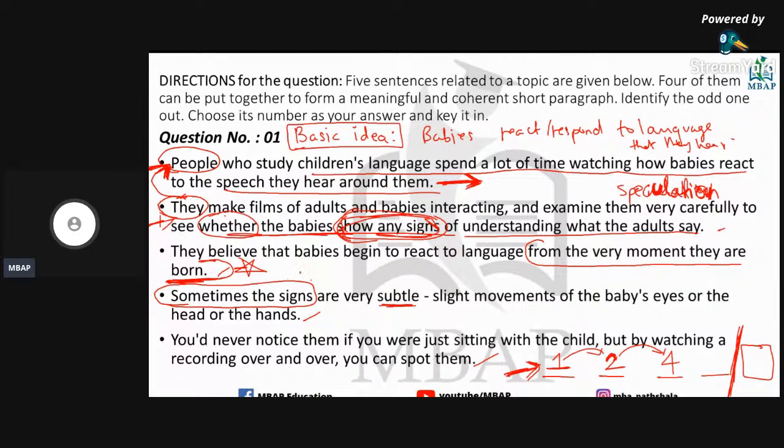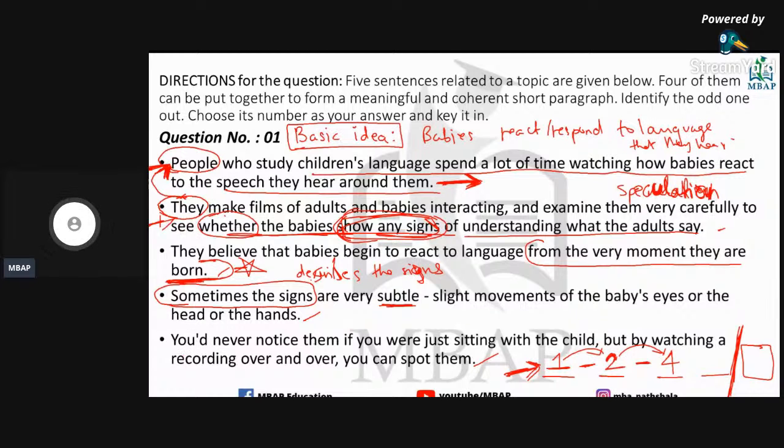Why? Because it describes the signs. Okay, it describes the signs. So that is why fourth is my third sentence in the arrangement. So 1 to 4 is now arranged in a coherent manner.